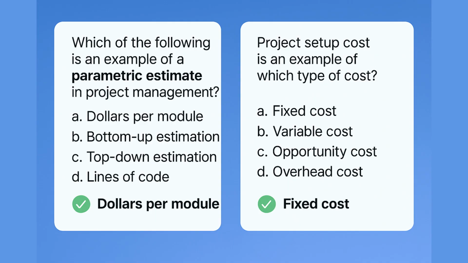Project setup cost is an example of which type of cost? Choices given are fixed cost, variable cost, opportunity cost, overhead cost. The answer is fixed cost.